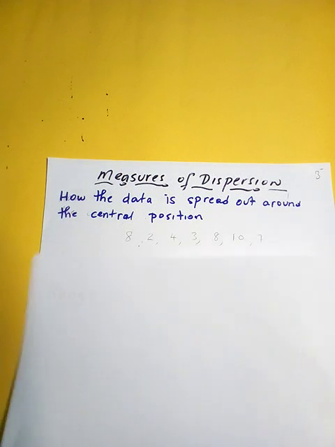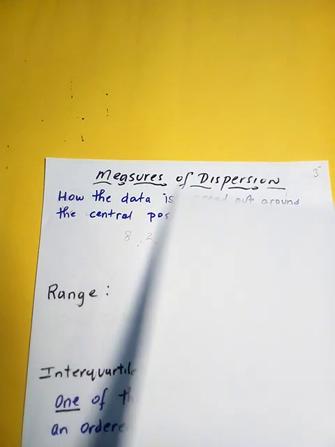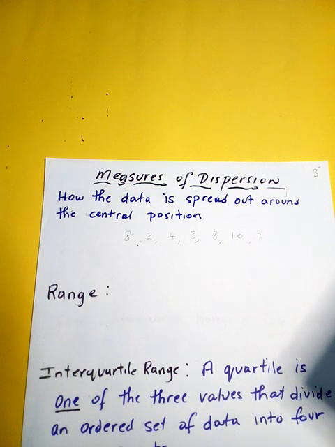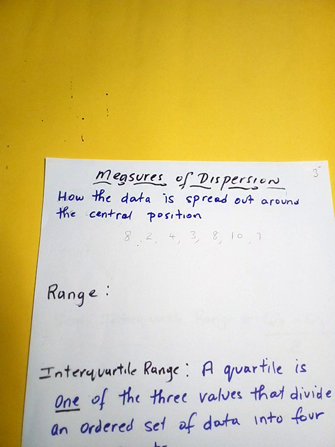So some examples of measures of dispersion are finding the range and the interquartile range. When you talk about measures of central tendency, you're talking about the mode, median, and the mean. But measures of dispersion, examples are range and interquartile range. So let's say we're using the same data set.